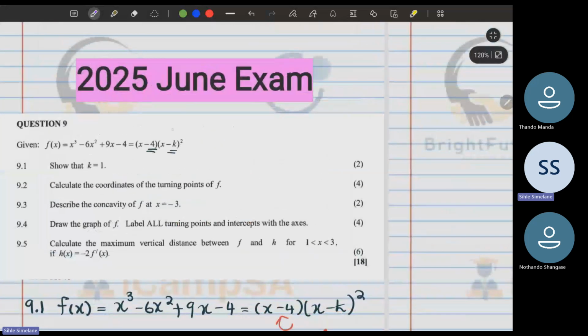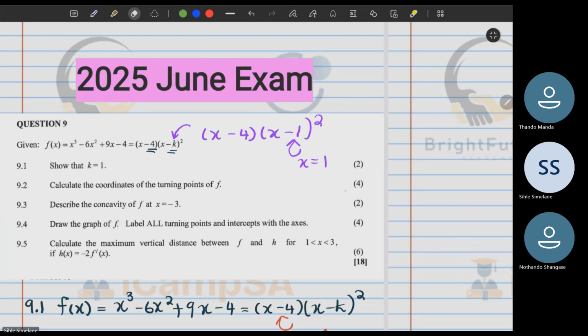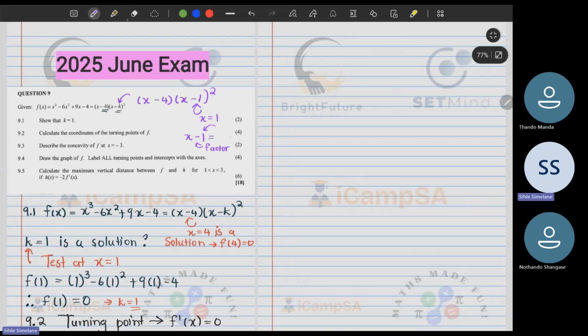So if you look carefully here, they are saying k is here. So what you have there is x minus 4, then x minus 1 whole squared. So x equals 1 is a solution, meaning when you take it and put it in here, you are going to get 0. Okay. And if something is a solution, then we get a factor from it by saying x minus whatever the solution is, and this now becomes a factor. Do you understand?